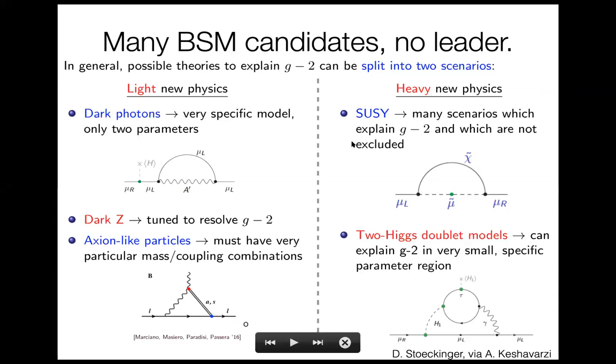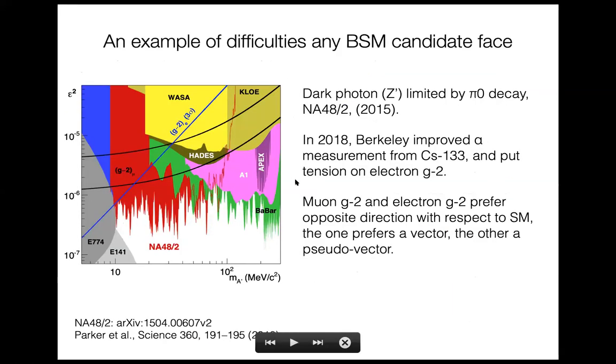And we have many, many SUSY scenarios. Lately, it's been the two Higgs doublet model that seems to be getting traction. There's no clear candidate because everything kind of works, but nothing really works. Let me give you an example for the dark photon. Everything seemed nice and optimistic until the NA48/2 reanalysis of pi-0 decay showed up in 2015.